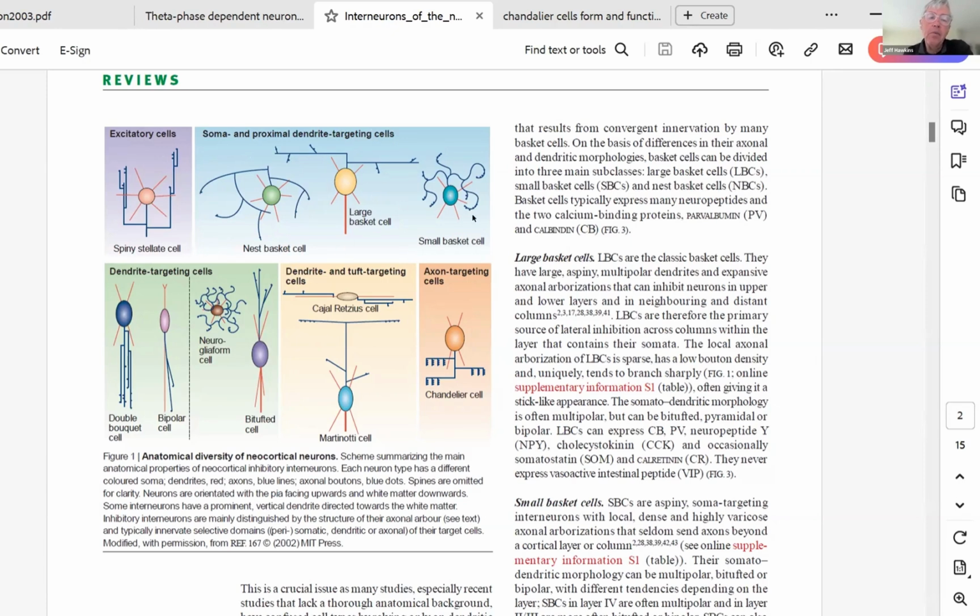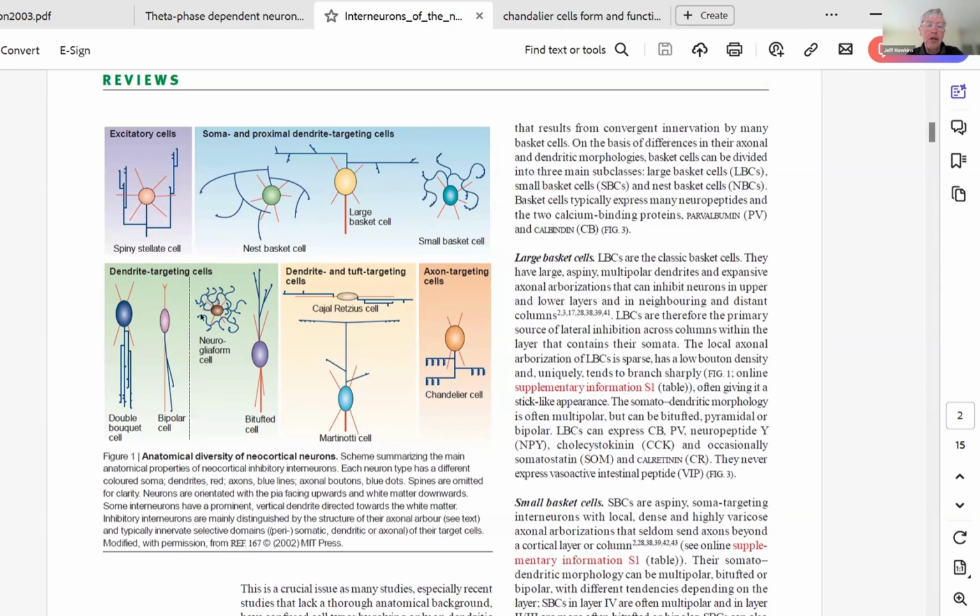And in this category are mostly basket cells. I've often heard of large basket cells and small basket cells. I've never heard of nest basket cells, and they introduced that one here, so I don't know when that appeared. It's clear other scientists probably won't include the nest basket cell. Maybe they'll say it's a large or a small. So how they classify these things is somewhat arbitrary, not completely.